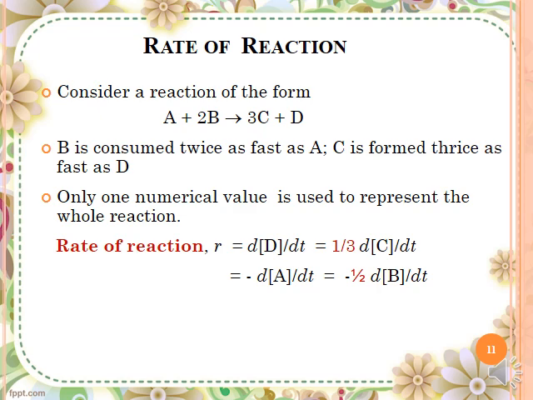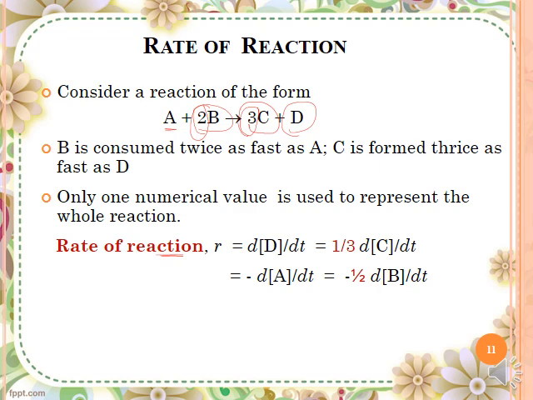So based on this balanced chemical reaction, B is consumed twice as fast as A, because you need twice the amount of B to react with A in order to form 3 times as fast C compared to D. When you see there's a stoichiometric value here, you write it in terms of a fraction in the rate of reaction expression.